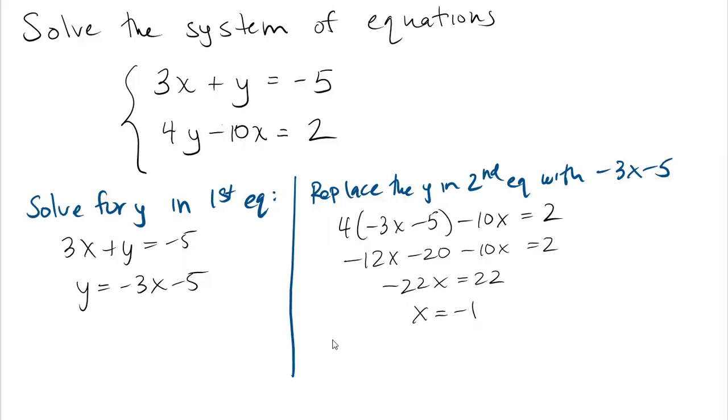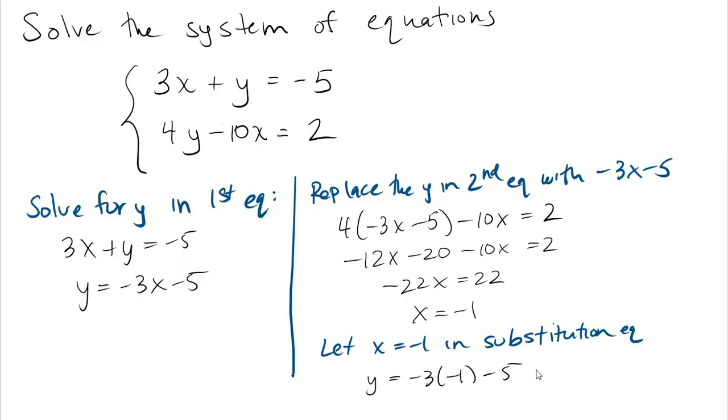Now we back substitute to find y. I could let x equal negative 1 in the first equation or the second equation. That wouldn't be too difficult, but it's actually going to be easiest for me to do it in my substitution equation here. So if I let x equal negative 1 in the substitution equation, I get y equals negative 3 times negative 1 minus 5, which is 3 minus 5, which is negative 2. So our solution is negative 1 comma negative 2.